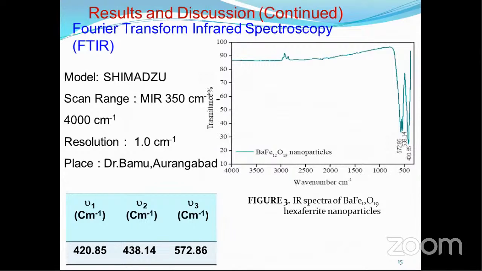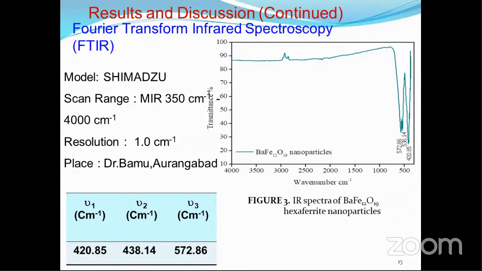After that, the FTIR spectra of the barium hexaferrite nanoparticle annealed at 950 degrees centigrade was carried out. FTIR spectra of BaFe12O19 were recorded in the range of 350 to 4000 cm^-1, as shown in the figure. The spectra show two main absorption bands characteristic of the formation of barium hexaferrite.